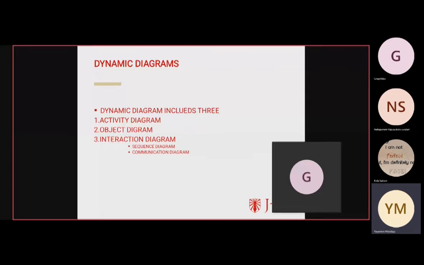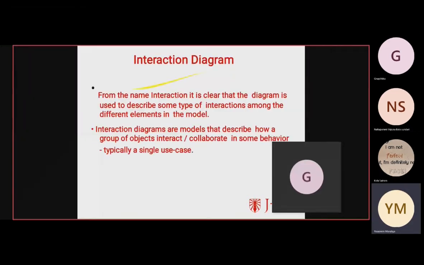So what is an interaction diagram? From the name, it is clear that the diagram is used to describe some type of interactions among the different elements in the model. Interaction is nothing but passing messages between any two clients. We call it an interaction. An interaction diagram or model describes how a group of objects interact, that is, collaborate between the objects. So collaboration is the main thing here.